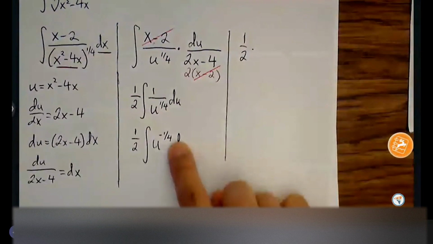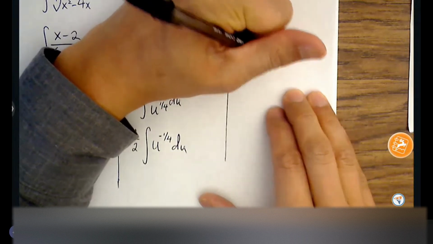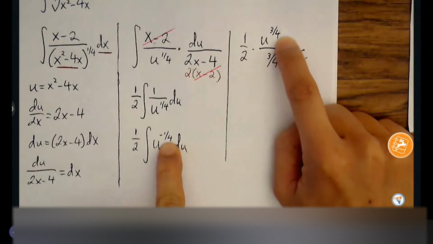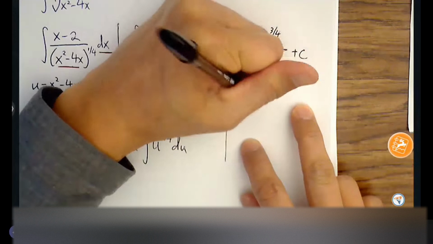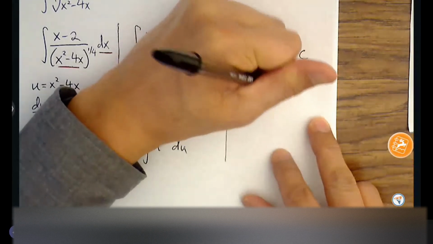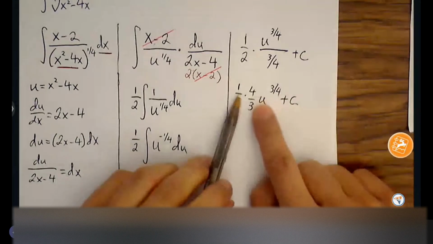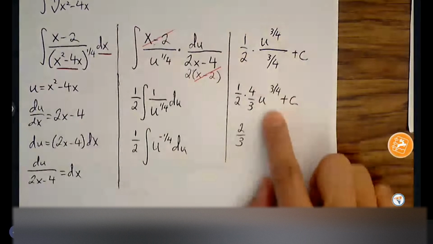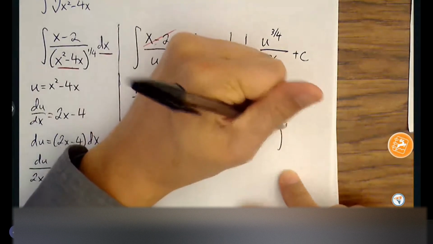Keep the coefficient, add 1 to the exponent. Negative 1/4 plus 4/4 is 3/4. Flip that complex fraction below. I get 4 over 6, which is 2/3. And remember, if you're going through u substitution, u is only a temporary variable. You have to bring it back to your original variable.